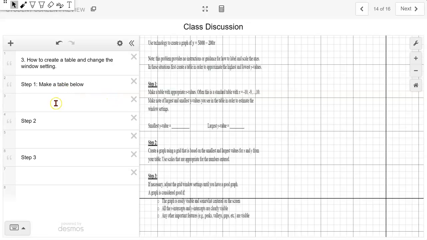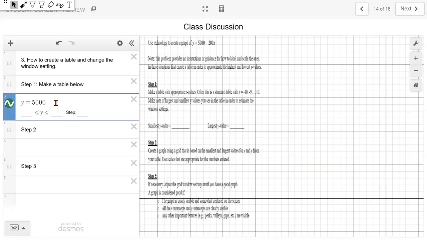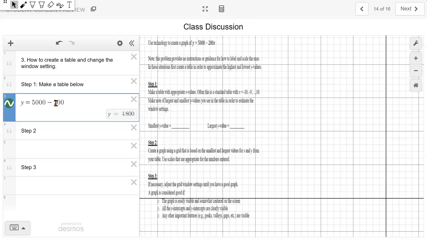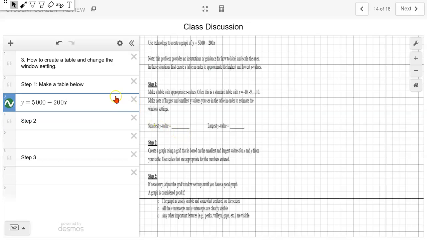make a table below. Remember what we did. First thing that you need to do is type the given equation, y equals 5000 minus 200x, and then note this problem provides no instructions or guidance to how to label the scale the axis. In these situations, first create a table in order to approximate the highest and the lowest value. And step number 1, we want to have a table from -10 to +10.